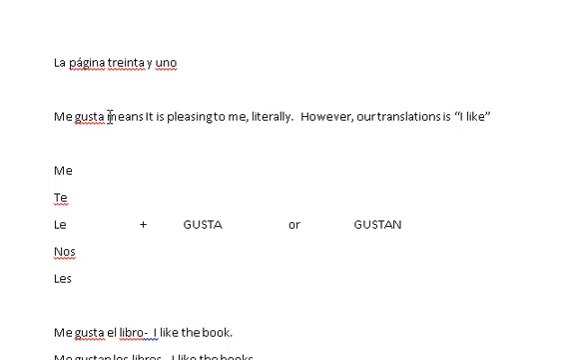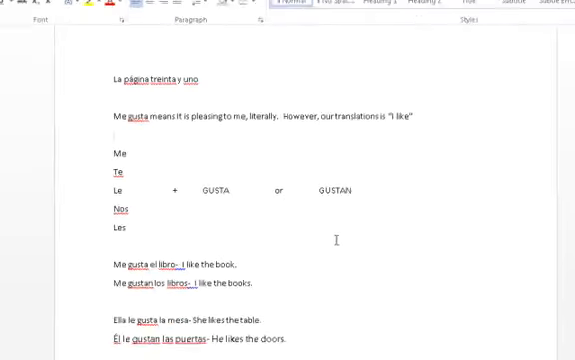Me gusta literally means it is pleasing to me. Let's look at this. This is the verb. If it's in the A ending, it's talking about he, she, or it, right? So the way that we think about gustar is that it is pleasing. Who does it please? Me. But our translation is I like. If I say it is pleasing to me, I'm saying I like it. That's our translation. We do kind of need to think about it being pleasing to me in order to understand why we do this weird stuff that's right here.